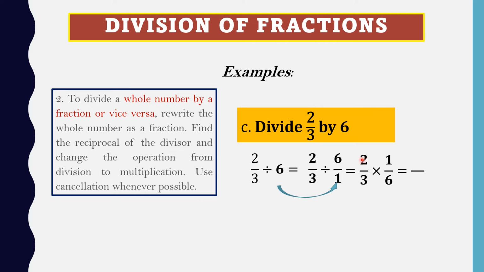For this, we can cancel 2 and 6 because they are both divisible by 2. 2 divided by 2 is equal to 1. 6 divided by 2 is equal to 3. And we can now multiply. So 1 times 1 is equal to 1, and 3 times 3 is equal to 9. So the final answer here is 1/9.